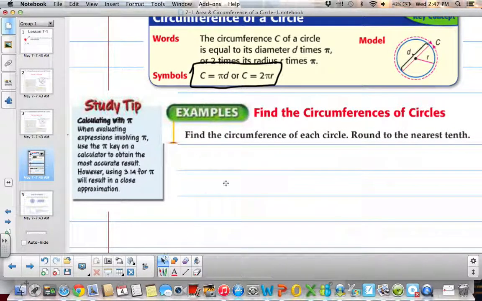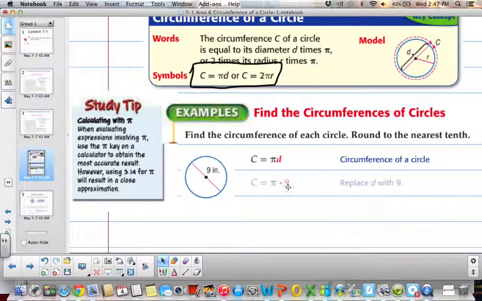So to find the circumference of a circle, if we have this circle and the diameter is 9 inches, we know that circumference equals pi times d. We know that d, our diameter, is 9. So we plug in 9 in place of d, so circumference is pi times 9. So we have 9 pi. That's the exact circumference, 9 pi, because pi isn't an exact number. It just goes on and on and on forever.